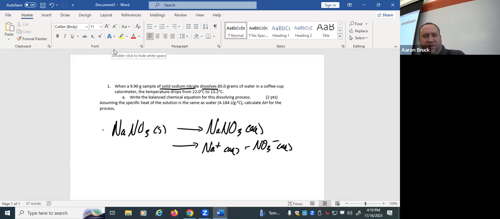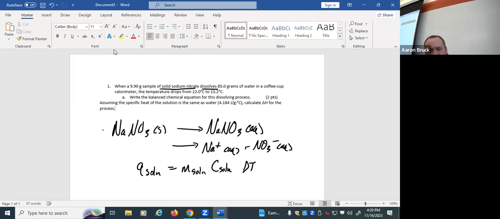Part B, if the specific heat of the solution is the same as water, calculate delta H. So we have to remember, what we're doing here is calorimetry. So we're looking at the heat of solution as being equal to M for the solution, C for the solution, and delta T for the solution. Well, we have all of those. We have the mass of the solution. The mass of the solution is, when we combine these two together, 9.90 grams and 85 grams.